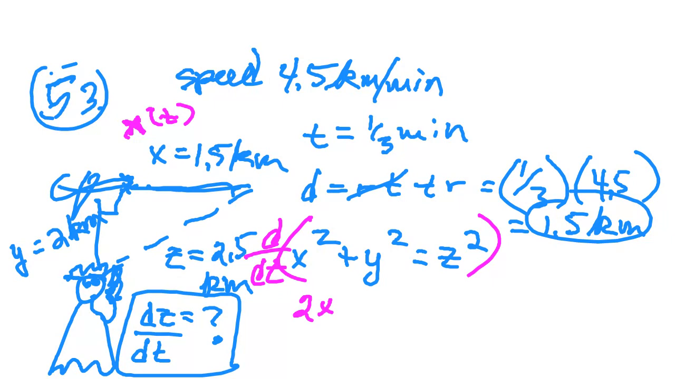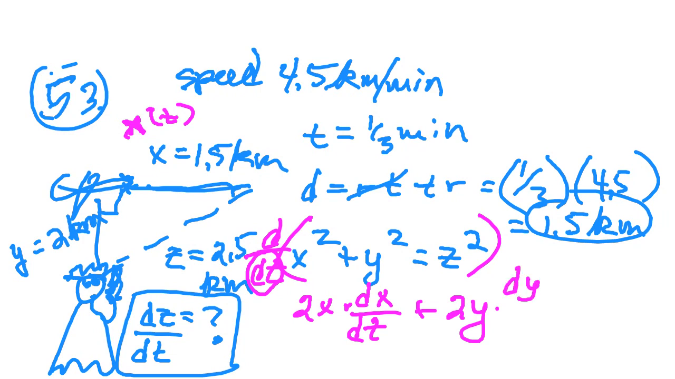But because I took the derivative with respect to t, not x, by the chain rule, I have to attach a dx/dt. And then I'm going to keep going. Derivative of the sum is the sum of the derivatives. So this would be derivative of y squared is 2y. Once again, that y is not the variable t, so I've got to attach a dy/dt by the chain rule. And that's going to equal 2z times the derivative of z with respect to t, because z is also a function of t, function of time.